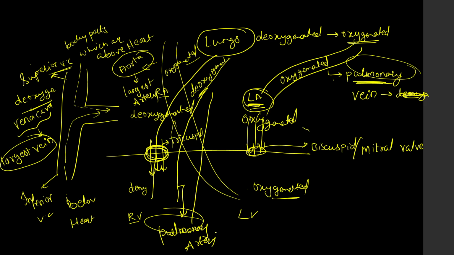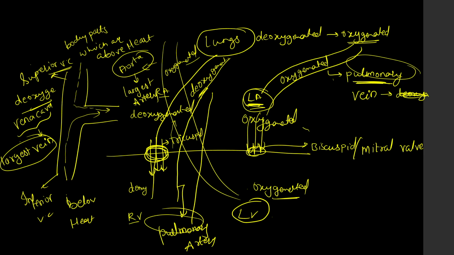Here the ventricle contracts. Due to the contraction, the oxygenated blood moves out of the heart through the artery called the aorta. Excess pressure is generated in the ventricle due to the contraction, and due to this pressure, the oxygenated blood moves out of the heart with very high pressure through the aorta.